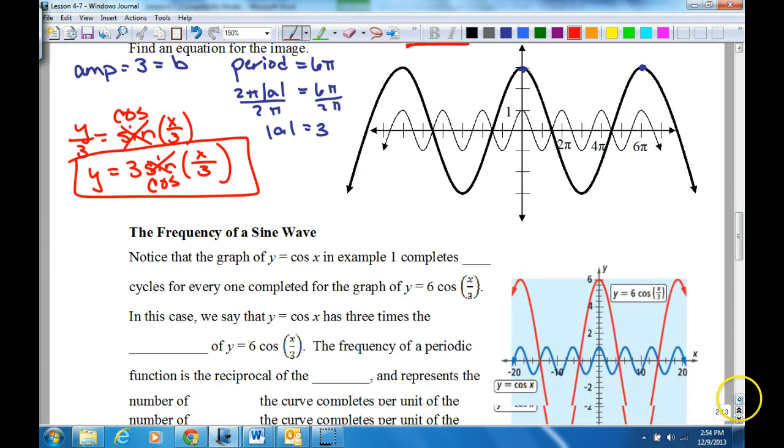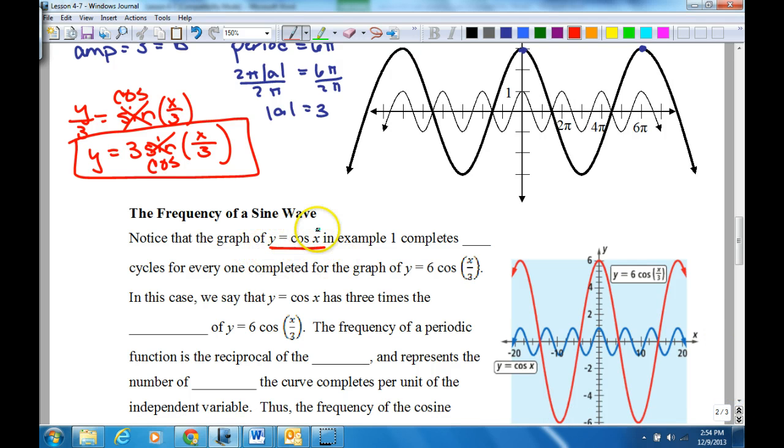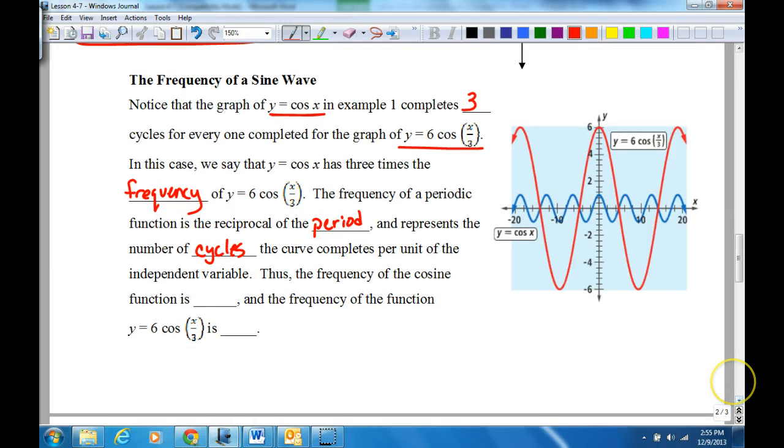Okay, so the frequency of a sine wave. Notice the graph of cosine in example 1 completes 3 cycles for every 1 cycle completed for this graph. In this case, we say that y equals cosine x has 3 times the frequency of y. The frequency of a periodic function is the reciprocal of the period and represents the number of cycles the curve completes per unit of the independent variable. Thus, the frequency of the cosine function is 1 over 2 pi, because 2 pi is the period, right?